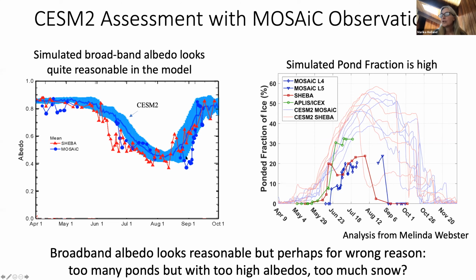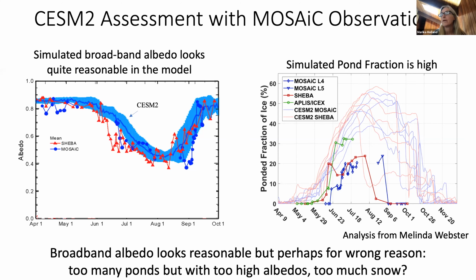But we do have some indications that it's simulating a reasonable albedo, but for the wrong reasons. You can see the indications of that on the right-hand slide, where we show the ponded fraction for the sea ice in the model in the smooth blue and red lines, and then the observational ponded fraction in the symbols. So we're getting a reasonable ponded sea ice albedo, but with too many ponds on the sea ice in the model. This suggests that perhaps our pond albedos are too high. Perhaps we have too much snow remaining on the sea ice in the summer within the climate model. And so we're digging into those things more carefully.